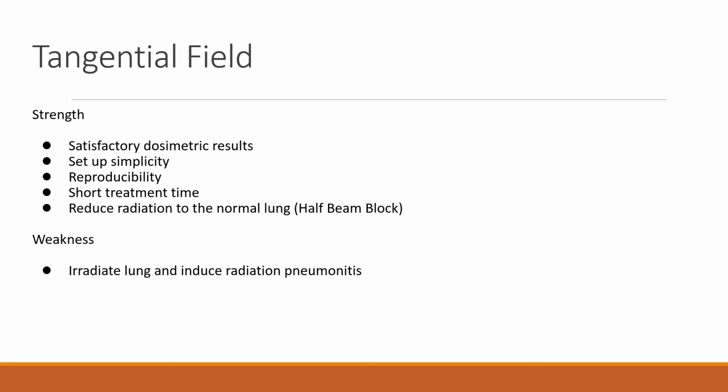Bringing it back to radiotherapy, in this case, tangential field was used, and it offers several advantages. First, satisfactory dosimetric result can be obtained. Then, because it is a simple setup, it is reproducible between treatments. Also, its treatment time is relatively short. Cooperating with half-beam technique, radiation to normal lung can be reduced, but part of the lung is still irradiated, and it may induce radiation pneumonitis.